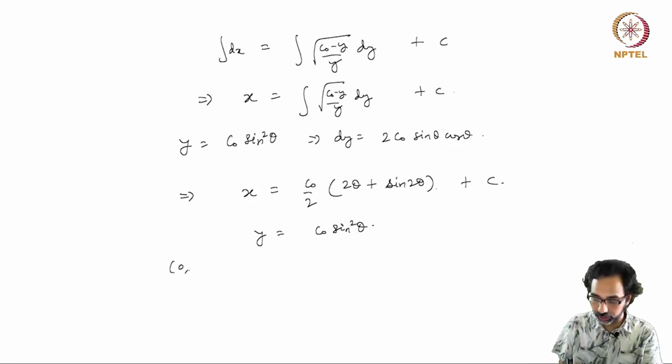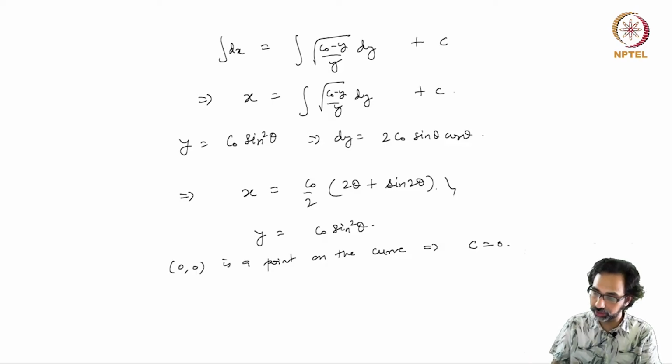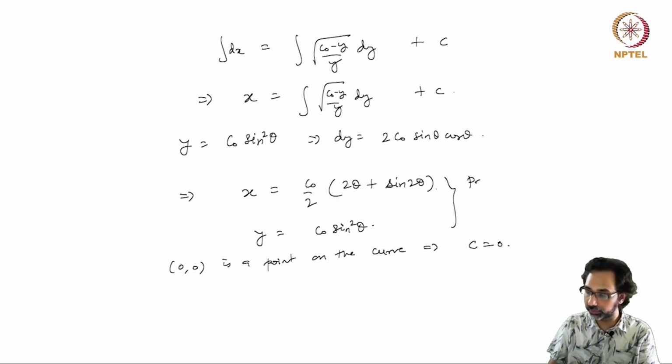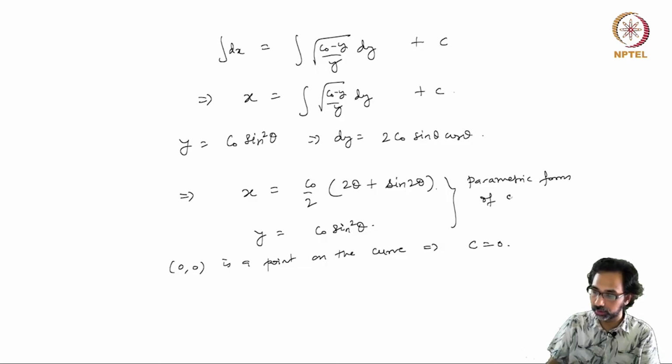So since the curve must pass through (0, 0), this implies that the constant must be equal to 0. So we have these two equations, and this is the parametric form of the cycloid curve.